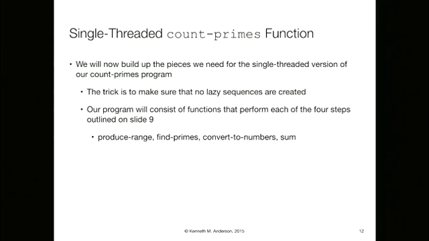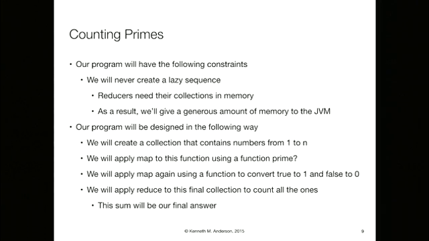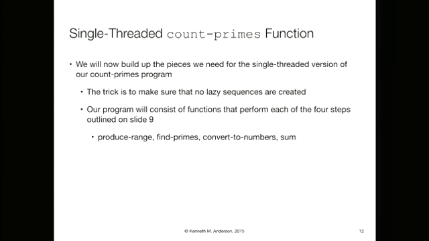And so you'll have lost the fact that you're trying to make sure that the sequence is not lazy. All that means is we're just evaluating the sequence and bringing it into memory. So our program is just going to consist of the functions that correspond to that workflow that I had on slide 9, this one: create the collection, apply this map with prime, convert to 1 and 0, and reduce. It's just a one-to-one correspondence of all of those functions.